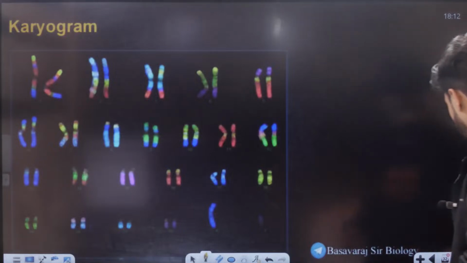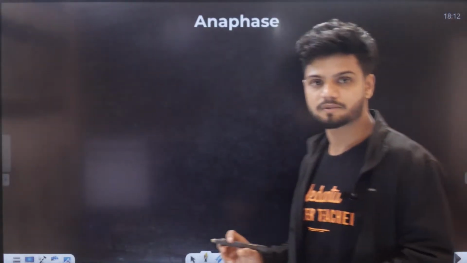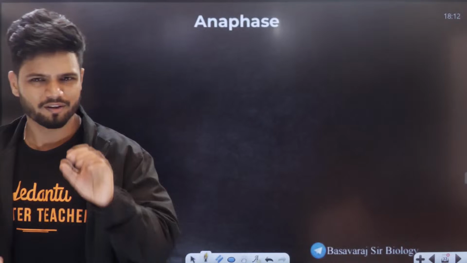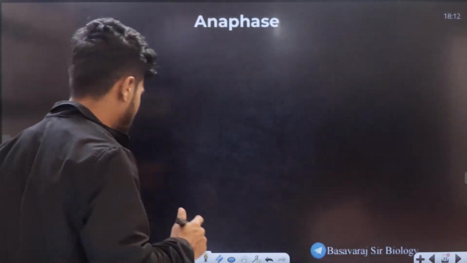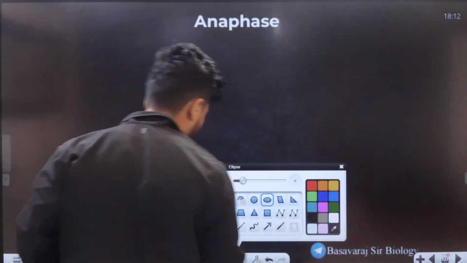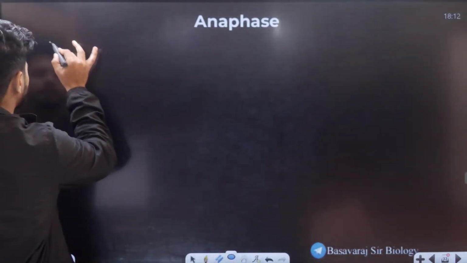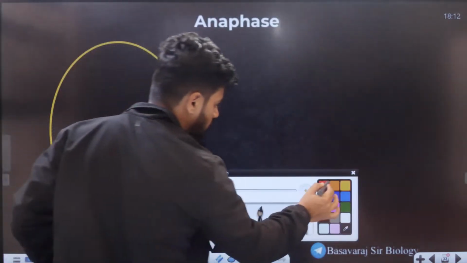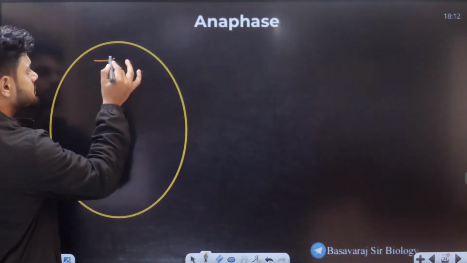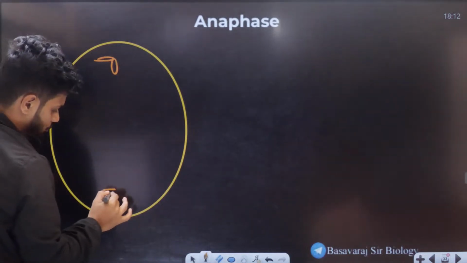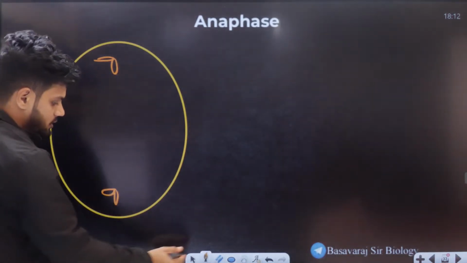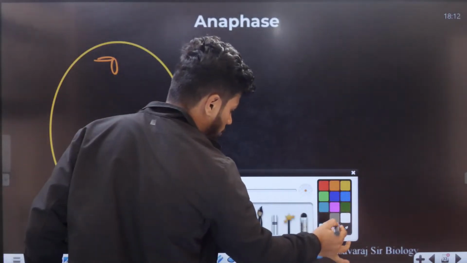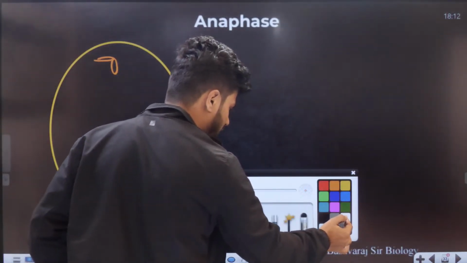Now anaphase. Ready? Anaphase is very simple, very easy. I'll tell you what you need to remember here and nothing more than that. Understand what exactly happens in the case of anaphase. Let me teach you again with the help of a diagram. Now this is your cell. Here we have the centrosomes, two centrioles on that. Now all of you need to follow very carefully.